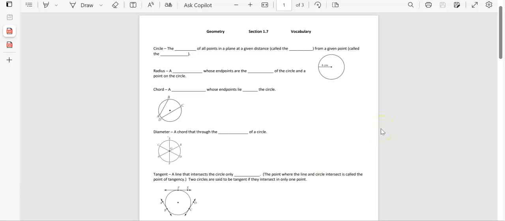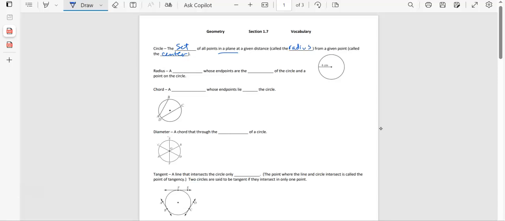So what is a circle? Well, it's not a polygon, right? A circle doesn't have any sides like a polygon has. It doesn't have any vertices, corners. A circle is the set of all points in a plane. So again, we're in a flat surface, at a given distance, which is called the radius, from a given point, called the center.